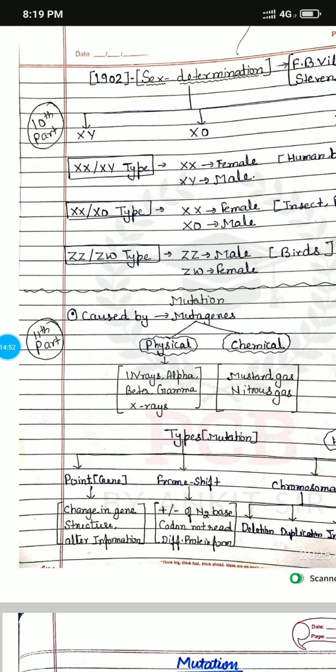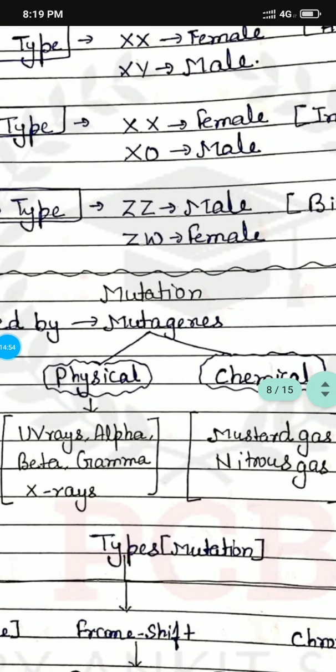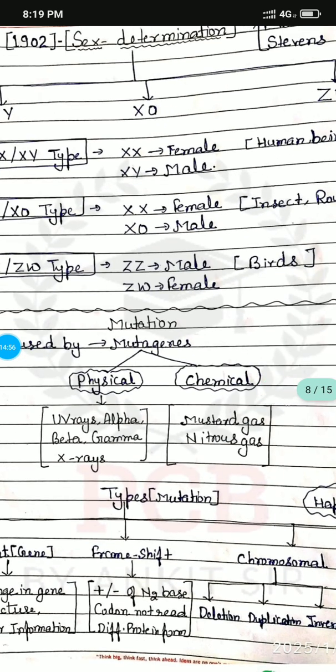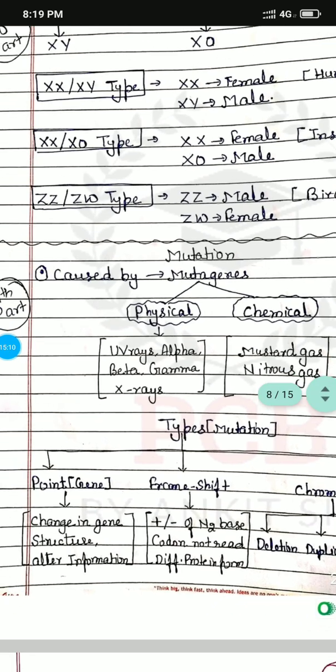So the next one is mutation. Actually, it is caused by a mutagen. Mutagens are of two types: one is physical and the other is chemical. If it is physical, it includes ultraviolet rays, alpha rays, beta rays, gamma rays, and X rays. And if we go for the chemical, it includes mustard gas and nitrous gas.